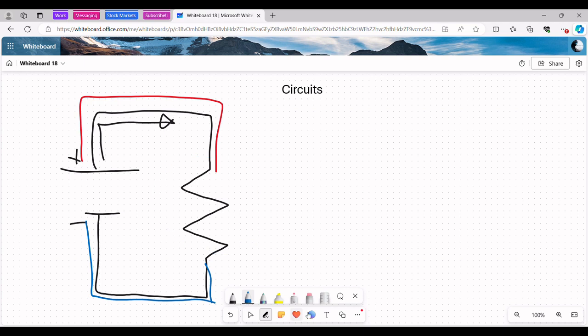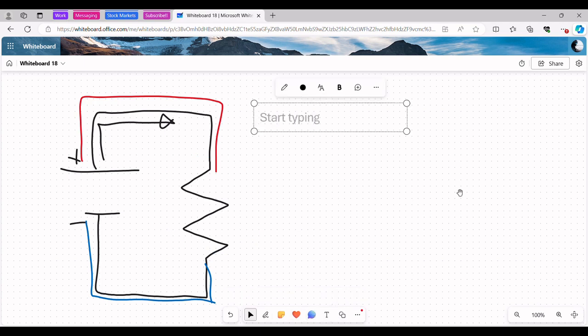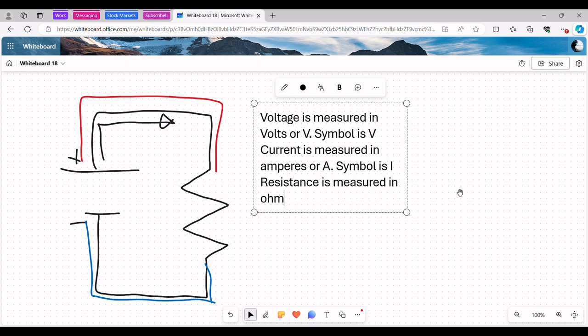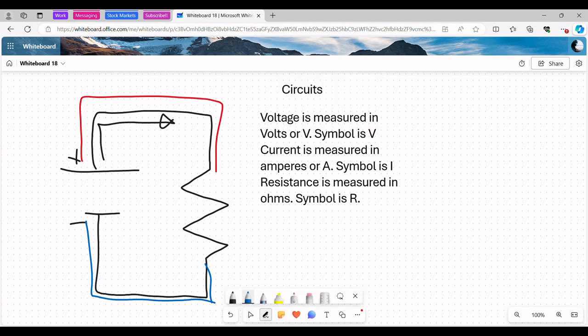In order to understand these circuits better, we're going to have to become familiar with a couple of terms. First one's voltage, measured in volts or V. Its symbol is V. The next one is current, measured in amperes or A. Its symbol is I. And finally, resistance, measured in ohms, and its symbol is R. Ohms look like this.